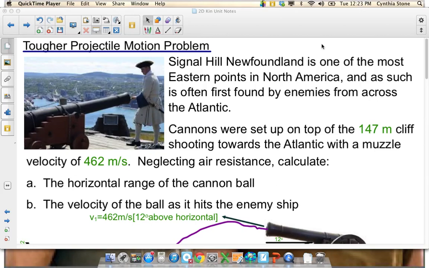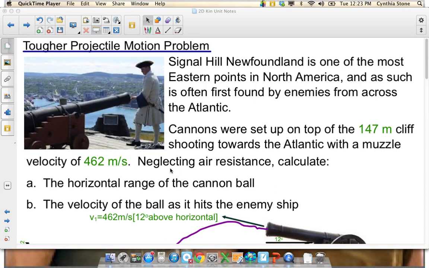Whole video is this one example. Hopefully you have the example written down. We're saying we've got a cannon on top of a 147 meter cliff. It's got a slight angle upwards of only 12 degrees. And we know the muzzle velocity. Muzzle velocity is, or speed, it's just how fast it leaves the end of the cannon.